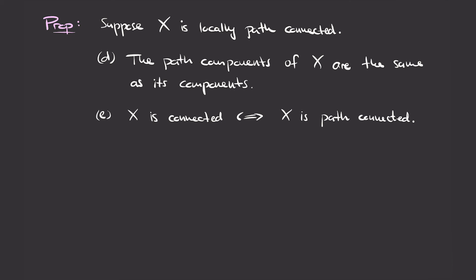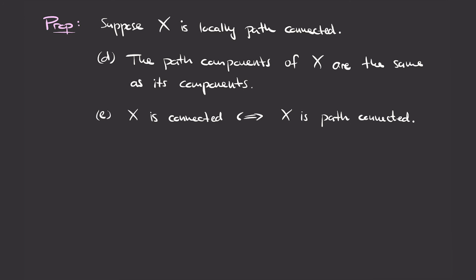Okay, so what is this proposition saying? Part D is saying that if X is a locally path-connected space, then the path components of X are the same as its components. So we saw previously that if we have some arbitrary space, the components of that space partition that space, and the path components also partition the space, potentially in a finer way. So every component of the space is the disjoint union of some path components. However, this proposition is saying that if the space is itself locally path-connected, then the path components and the components of the space coincide.